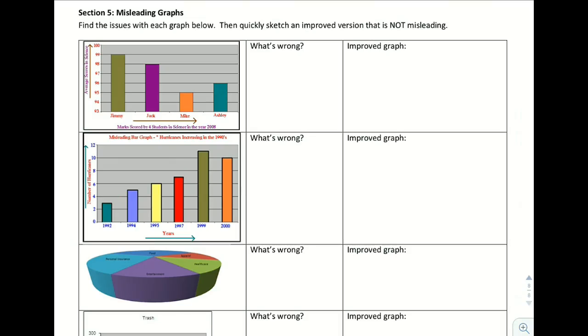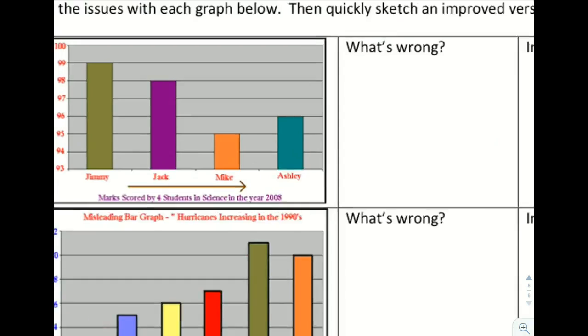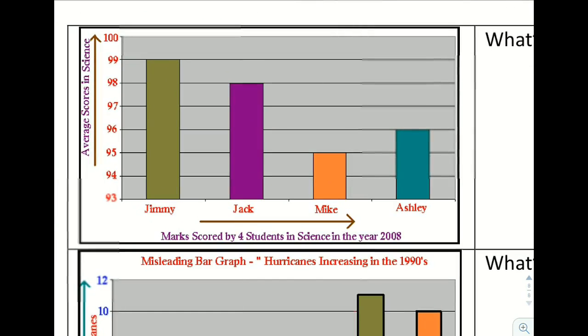Let's look at these examples of misleading graphs and try to figure out what might be wrong about these graphs that's causing them to mislead the reader. So let's zoom in on our first graph here. It's talking about the marks scored by 4 students in science this year, or talking about the grades. So the grades they got in science this year.